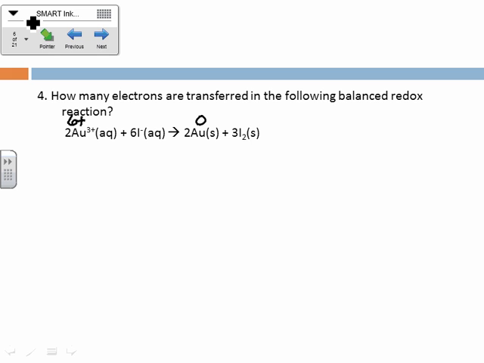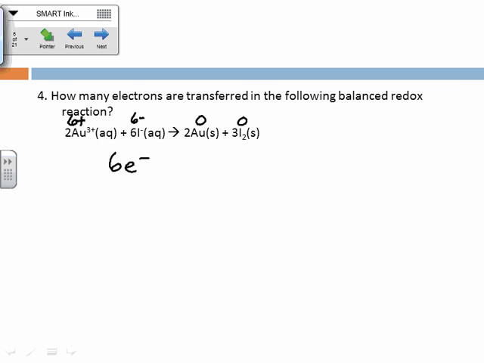The gold over on this side is solid, so it's going to have an oxidation number of 0, okay? This is a 6+ going to a 0. So in each case, it looks like 6 electrons are being transferred. 6 electrons are either being lost or gained in order for this reaction to occur. So the answer is 6. Now you could write out the half reactions if you want to, and then you'll eventually get to it. I think the oxidation state way is easier and faster, okay?